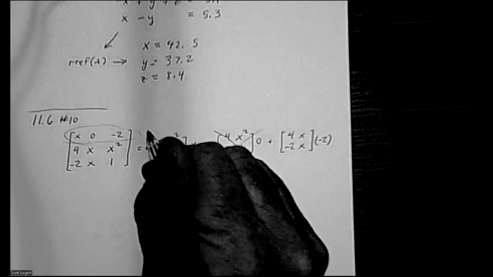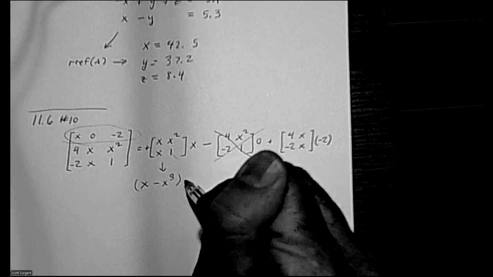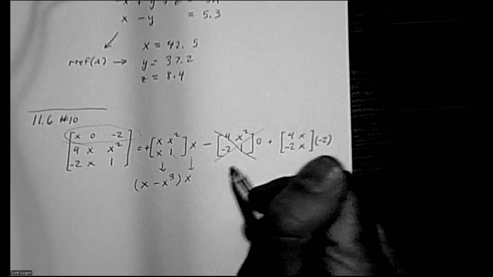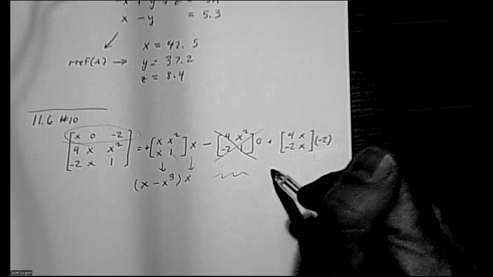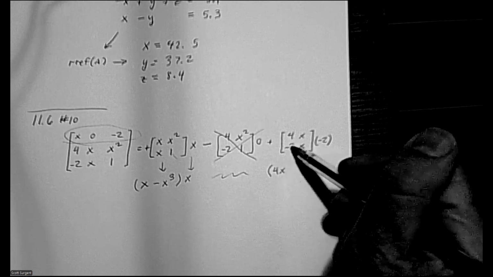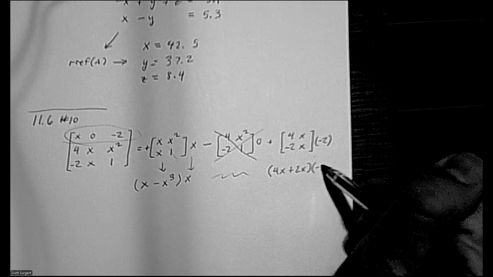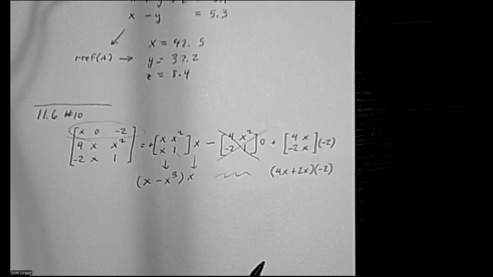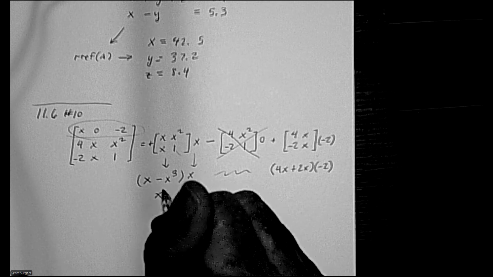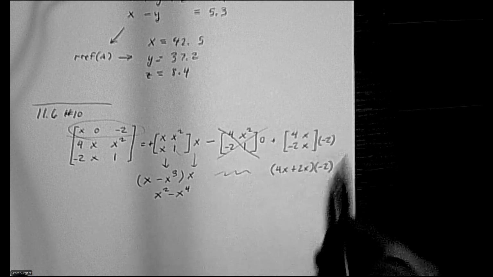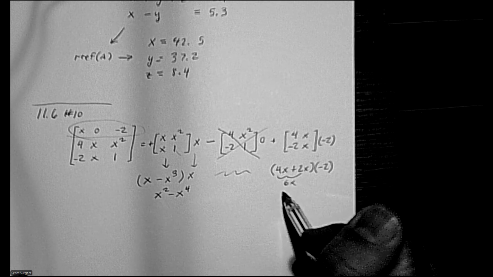So the determinant here would be x, take away x cubed. Meanwhile, this x is out in front. This guy we don't need to write at all. And then here I'm going to have 4x. Now be careful, it's going to be minus a -2x, so plus 2x. And then all this times -2. And then I'll just clean it up a little bit. Distribute, I get x squared, take away x to the 4. And over here, well, this is 6x, so -12x.